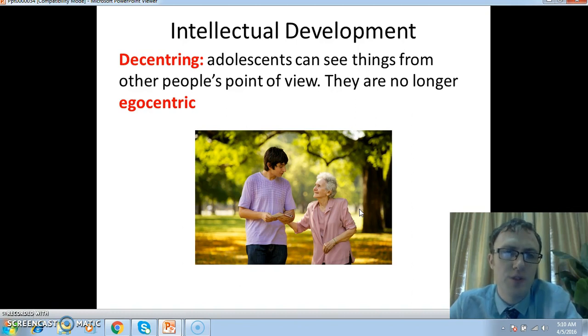Intellectually, there's a process called decentering. Adolescents can see things from other people's point of view. They are no longer egocentric, which means to see things just from your point of view.